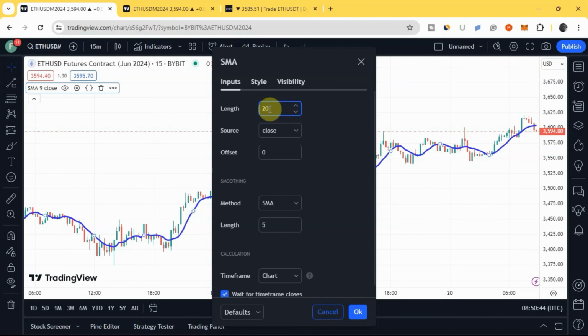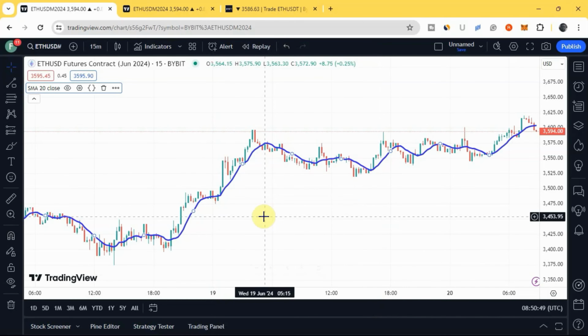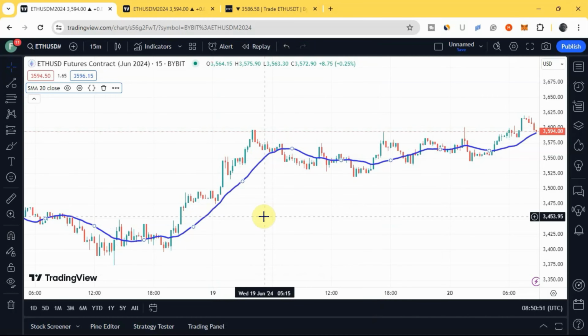So for me, again, I said I'll use 20. So I'll leave it at 20 right here and click on OK. So this is for 20. And then the next indicator we are using is the Bollinger Band indicator.